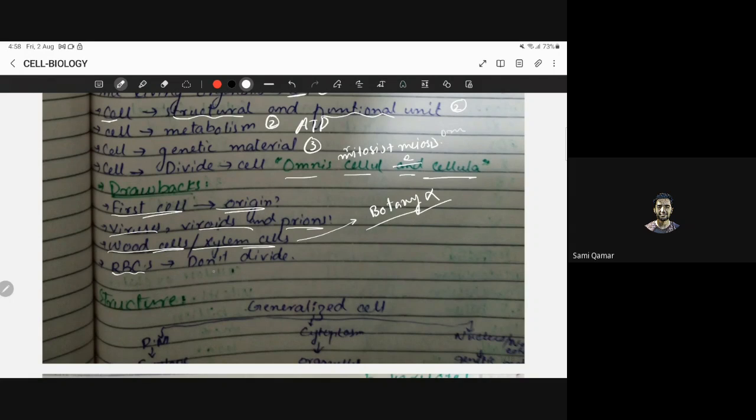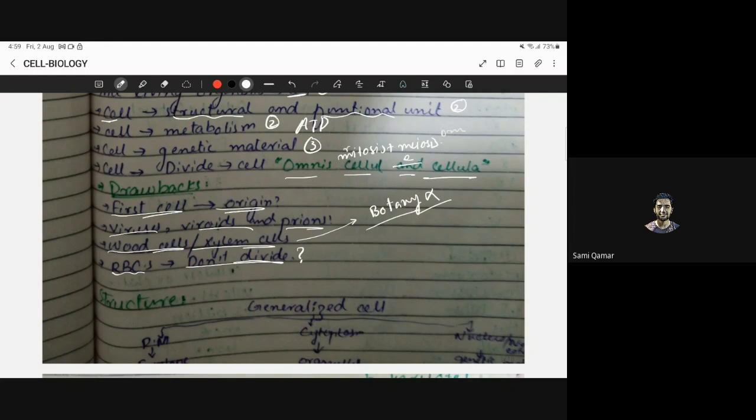Now RBCs don't divide. They didn't tell us why RBCs don't divide. First of all, tell me, why does RBC not divide? Are you there? For division, a nucleus is not the main prominent thing.